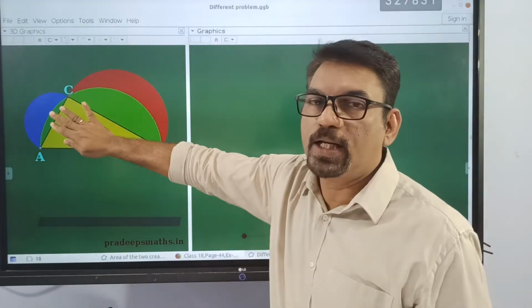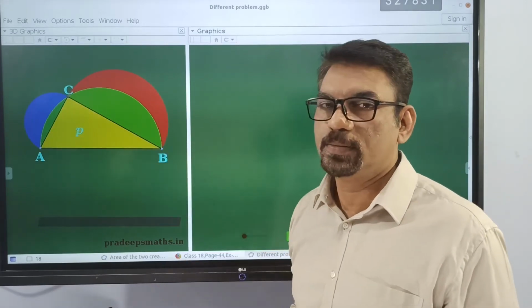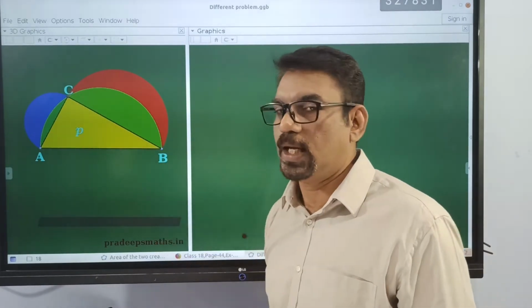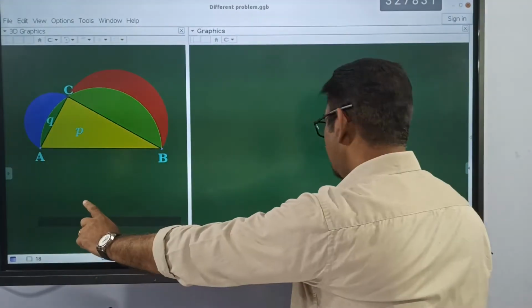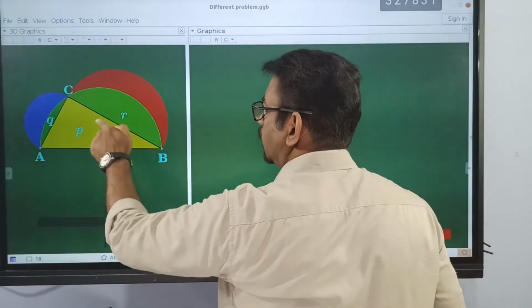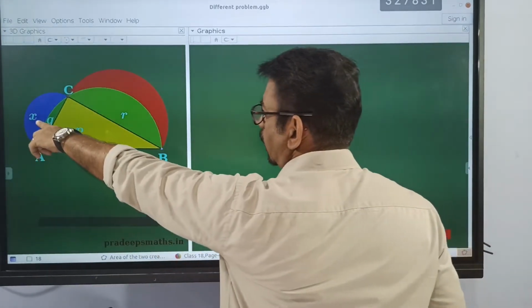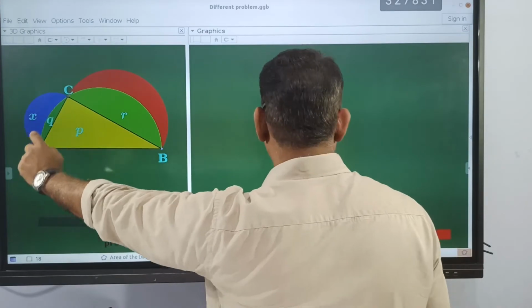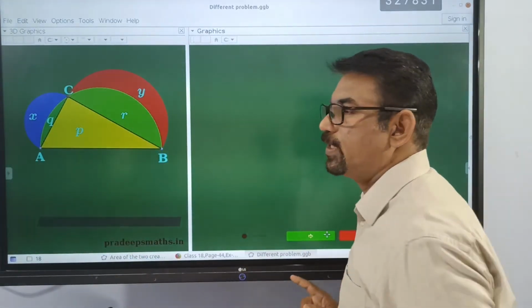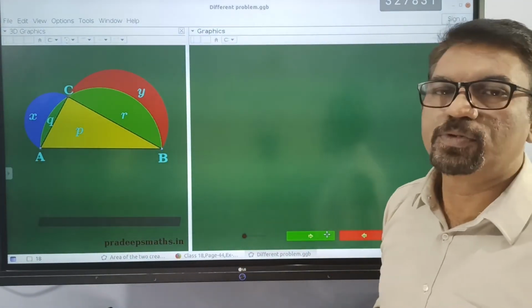Let us represent the area of this triangle by the letter P. P is the area of this triangle. And the area of this green region is Q, and the area of this green region is R, and the area of this blue crescent is represented by X, and this crescent is of area Y. Now what we have to prove here?